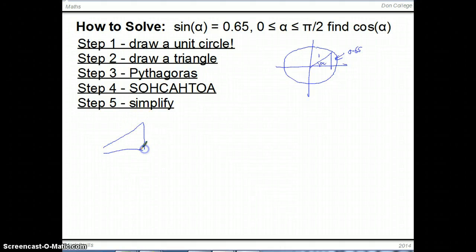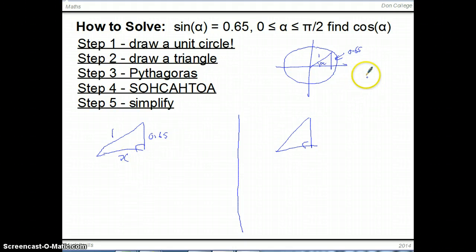and just like in the previous video we'll have two ways that we could work this out, so we'll look at both of those. The first way is to keep the units as they are, so 1, 0.65, and because we're looking for cos alpha, which will be this side here, we're going to need to use Pythagoras to work this out. So we keep the units the same, use Pythagoras.